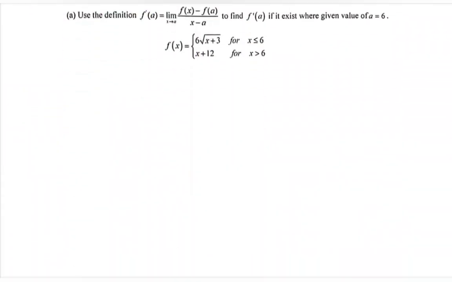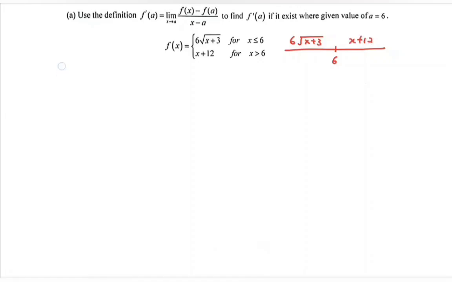Hello everyone, in this video I'm going to discuss an example for differentiation. Kindly refer to question A. Use the definition given, we have f prime of a. Find f prime of a if it exists, where the given value of a equals 6. Referring to the number line, we have x less than or equal to 6, where we have 6 square root of x plus 3, and x greater than 6, where we have x plus 12.